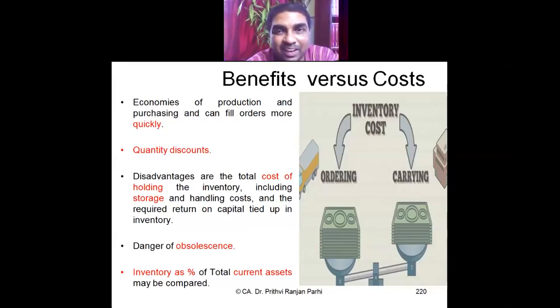Therefore, you have to decide what is the ideal size of the order, and what is the optimal maximum stock which you can hold. That decision has to be taken keeping in view the advantages and disadvantages involved in the order size and the storage quantity.